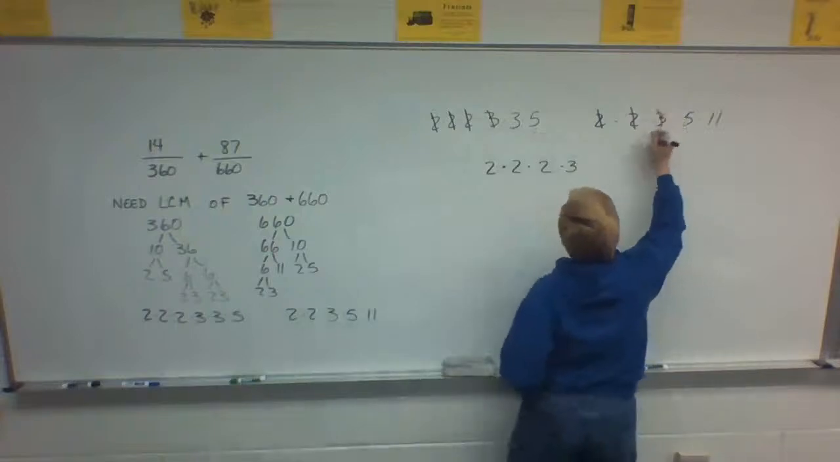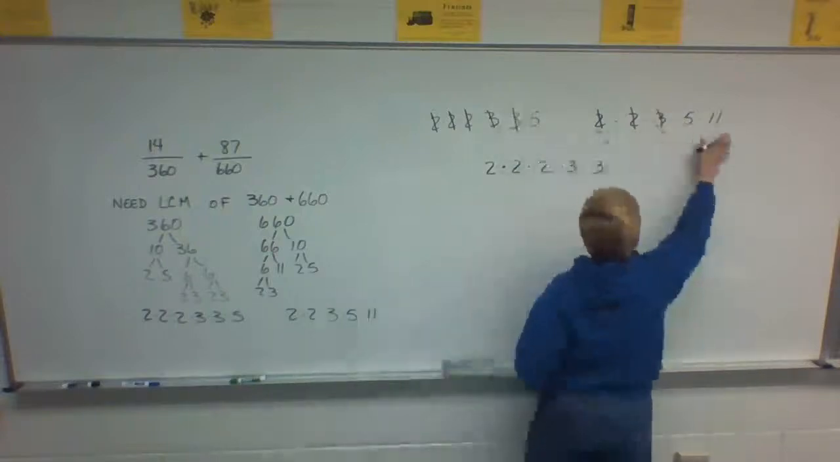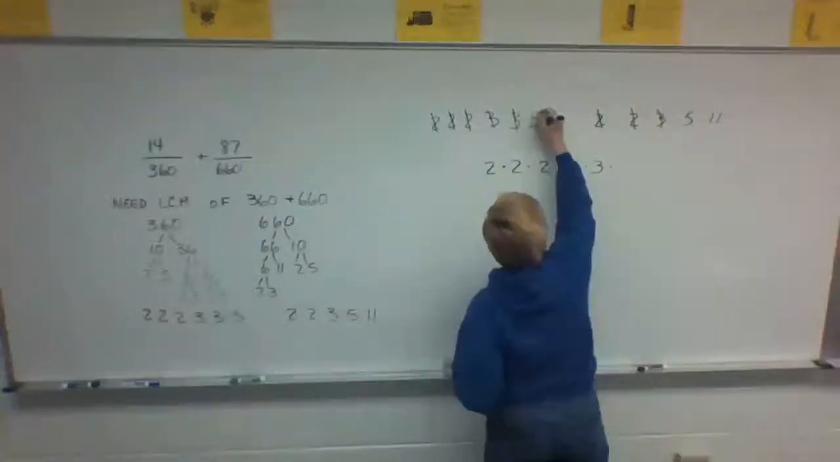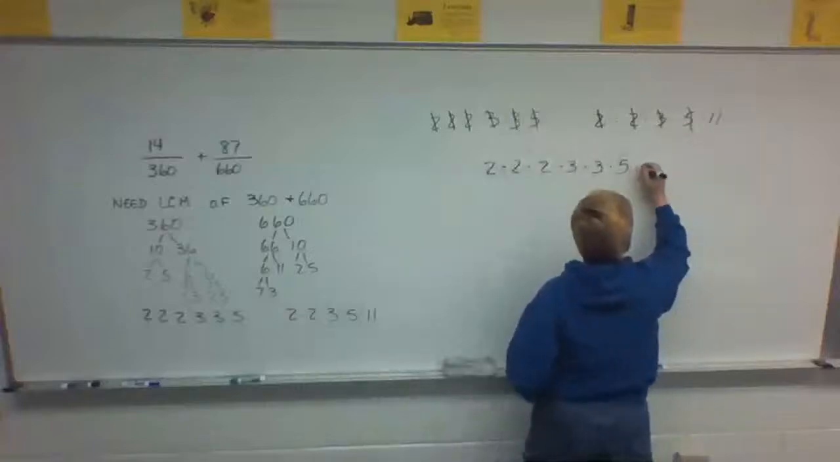This guy has one. Next thing I see is a 3. Write it down, cross it out. Doesn't have one. Next thing I see is a 5. So I'm going to write that down, cross that out. This guy also has a 5. And the next thing I see is an 11.